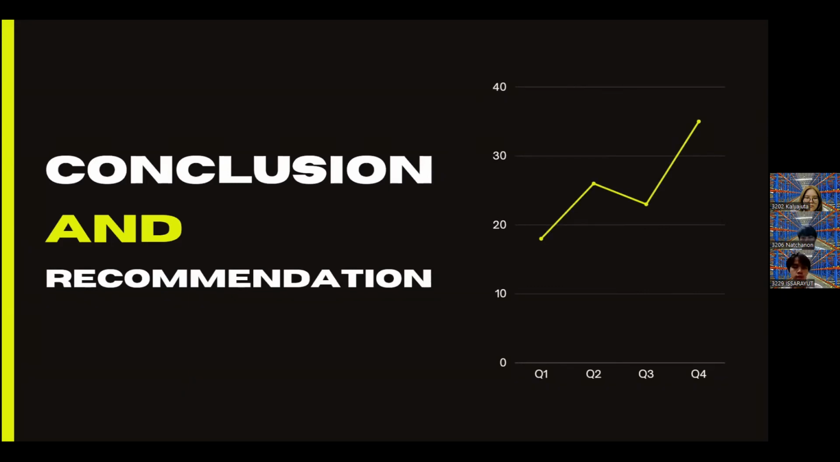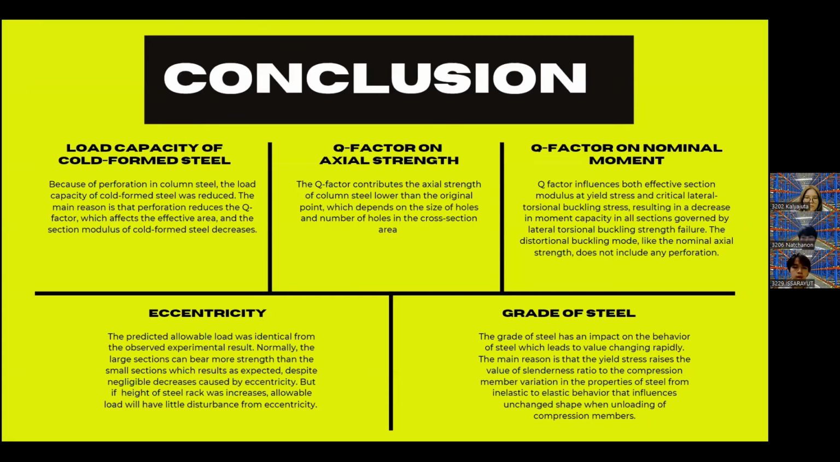And this part is the conclusion and recommendation. The conclusion is separated into five parts. The first part is the load capacity of cold formed steel. Because of perforation in the column steel, the load capacity of cold formed steel was reduced. The second part is the Q factor on axial strength. The Q factor makes the axial strength of the column steel lower than the original value, which depends on the size of the hole and the number of holes in the cross-section area.